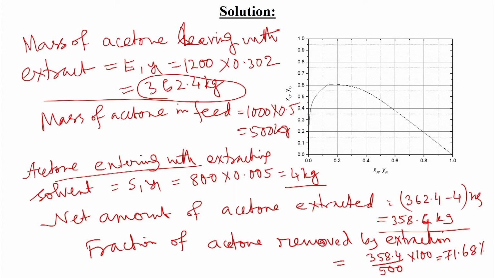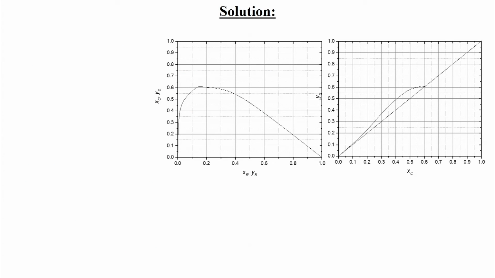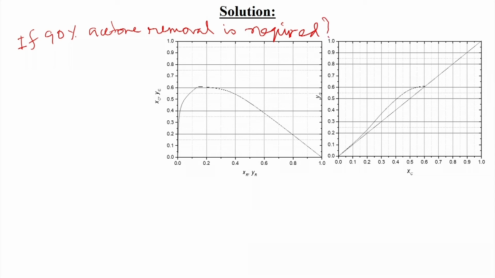The next question is, if 95% acetone from the feed is to be removed, then what amount of solvent will be required? That will be getting like this. So, for that case, if 90% acetone removal is required, then we need to do this.